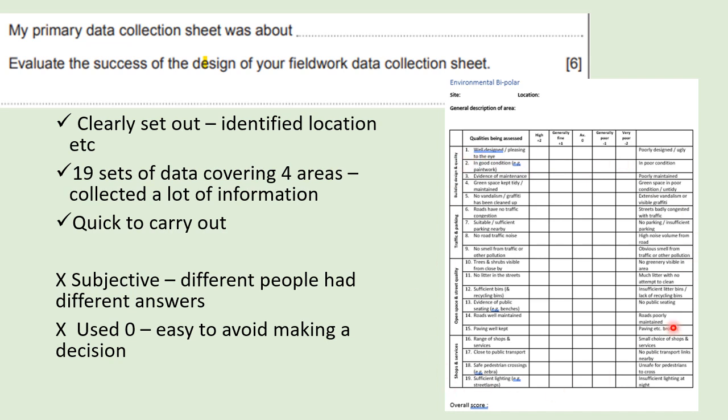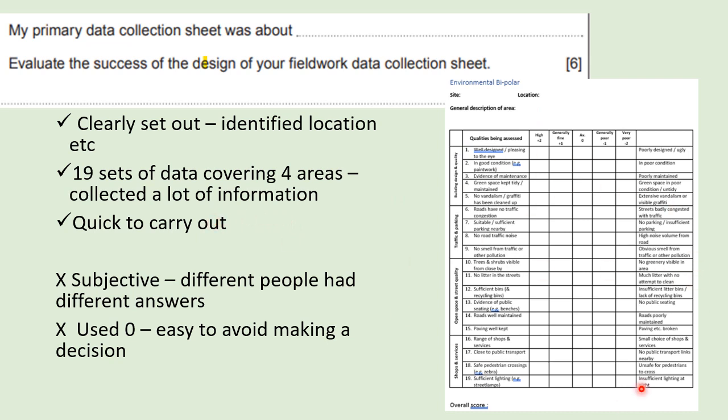You'll notice it's got 19 sets of data covering 4 different areas. So it carries out a wide amount of different data for each location. You'll notice that it's got the site, the location, and a general description. So it allows you to clearly identify where it is. That's really good when you want to analyze it. It's quick to carry out.